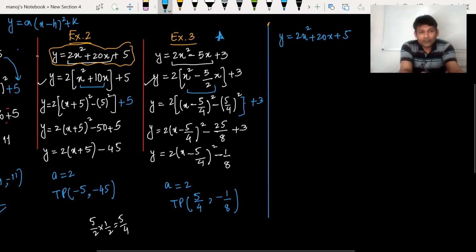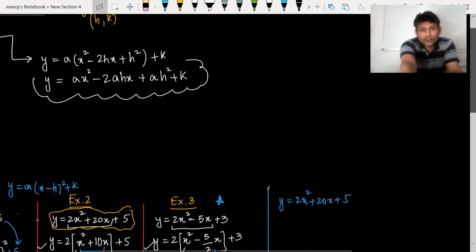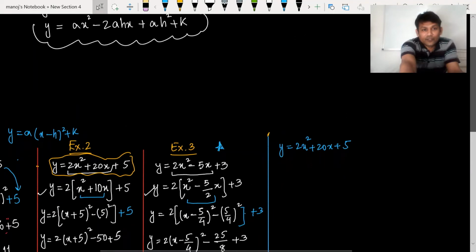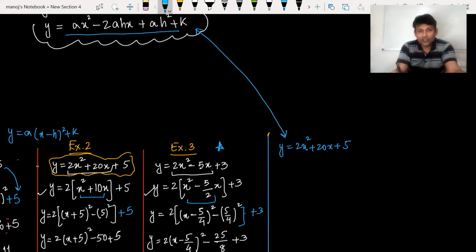Okay, remember I have also expanded this form. The expanded form is here. I want to copy this. This is the expanded form. So what I have to do is compare. I do the comparison between these two equations. So what is the solution here?